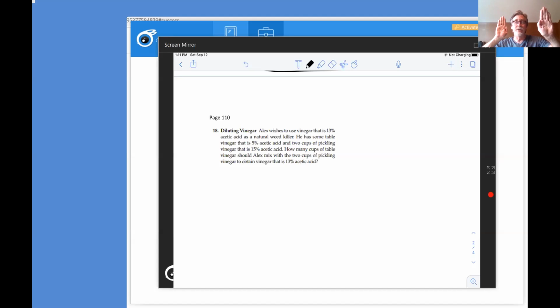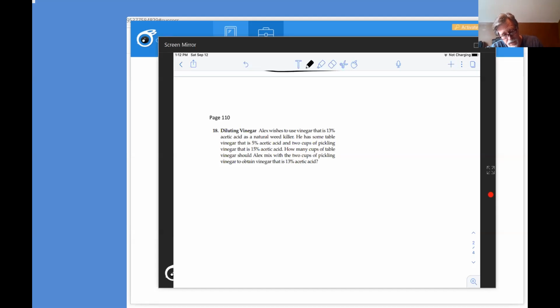Now, with mixing, it's always like this. Weak and strong mix together to get medium. Okay, hot and cold, mix it, warm. So that helps me with the percentages. I don't know if it does for you.